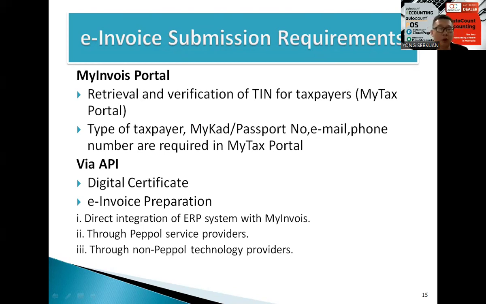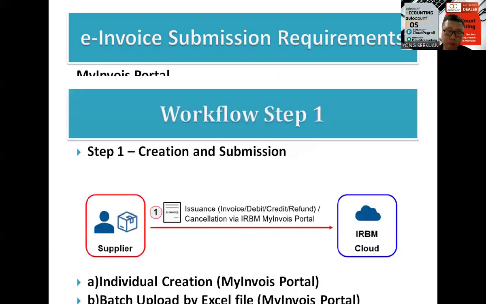Actually, this will be built into your accounting system, which will then link to the LHDN server. That is called a digital certificate. In the API, when you are linking, we have three methods to integrate with the LHDN server. First is direct integration of the ERP system or your accounting system. Secondly is the PayPal system. Third is the normal PayPal system. I will have another class about e-invoicing, so we will get to know more about what a PayPal system is.